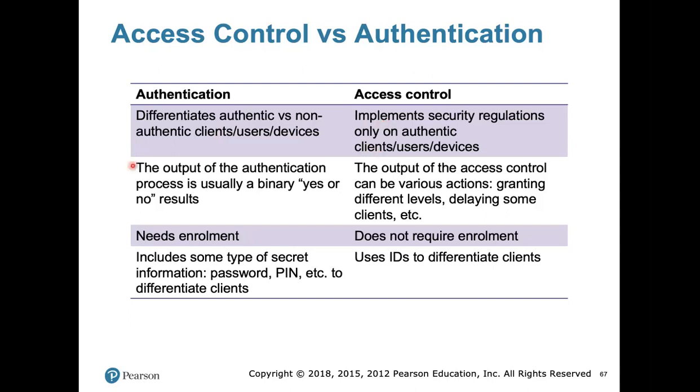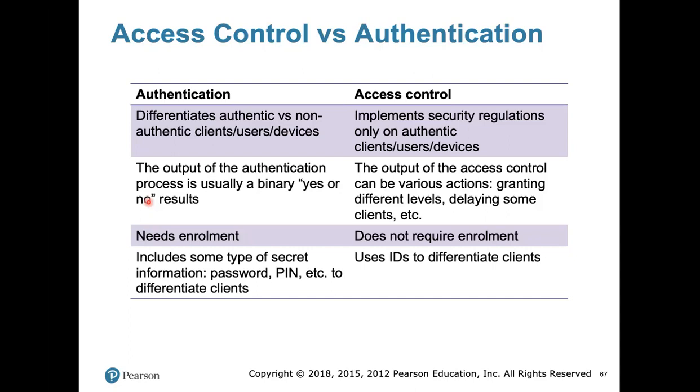The output is a nice point of difference between authentication and access control. Authentication's output is a binary decision of yes or no. For every single client that refers to our authentication system in order to get access to our system, the ultimate answer to that user is either yes or no. We let them in, or we say no, we reject them. So the final output of the authentication process is yes or no.